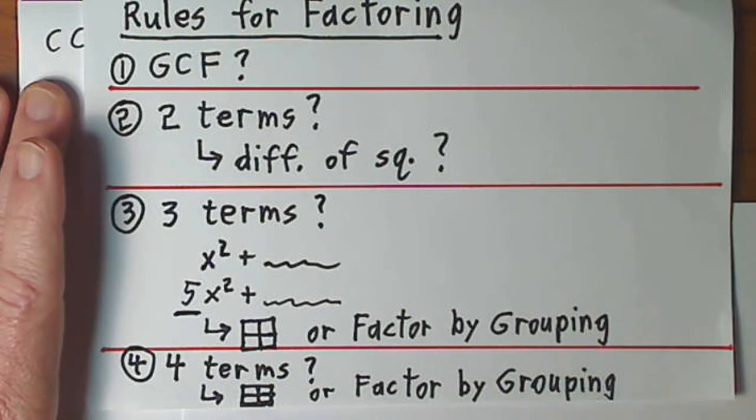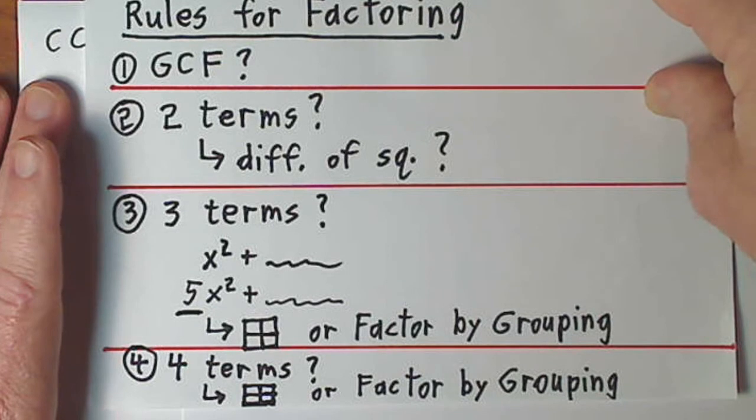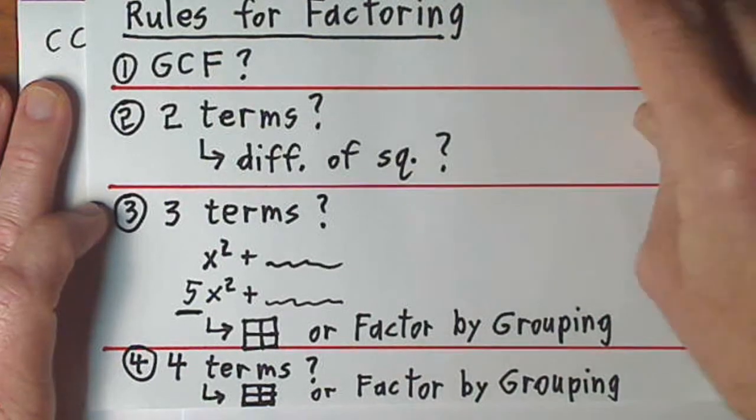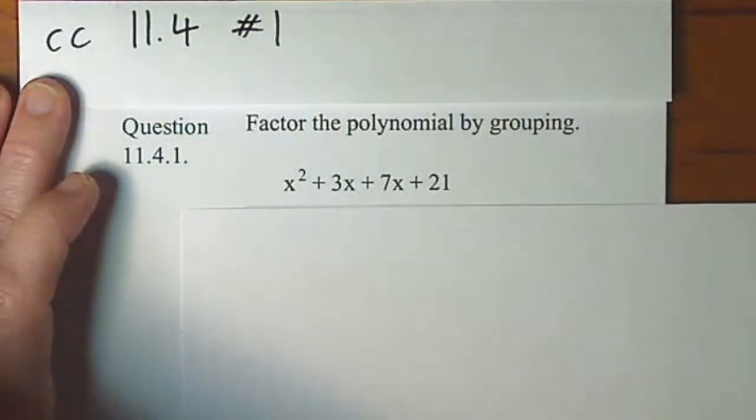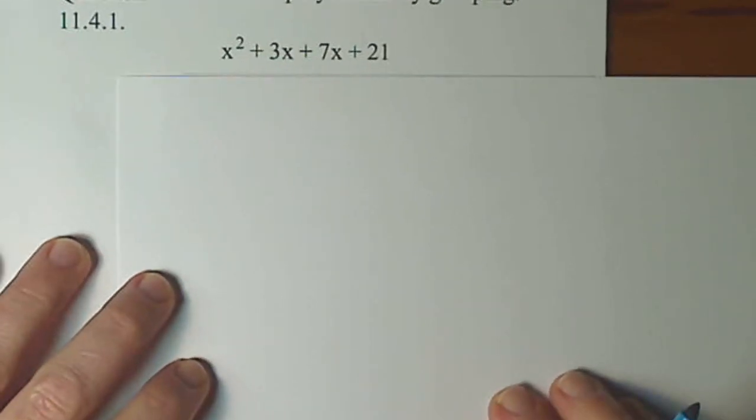You can also use the box method. First I'll use factor by grouping since that's what they're asking for. And it's probably a little bit more respected, a little bit less mechanical than the box method, but then I'll do the box method last. Either way we'll solve it. We'll factor this polynomial. Alright, I'll slide this up some.